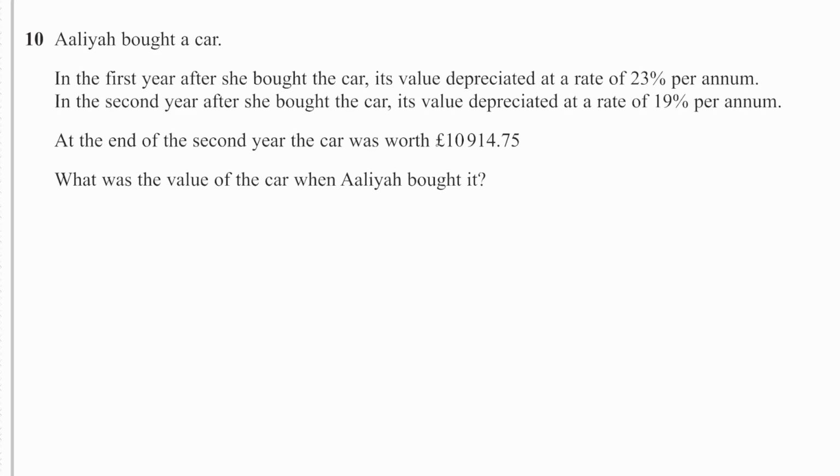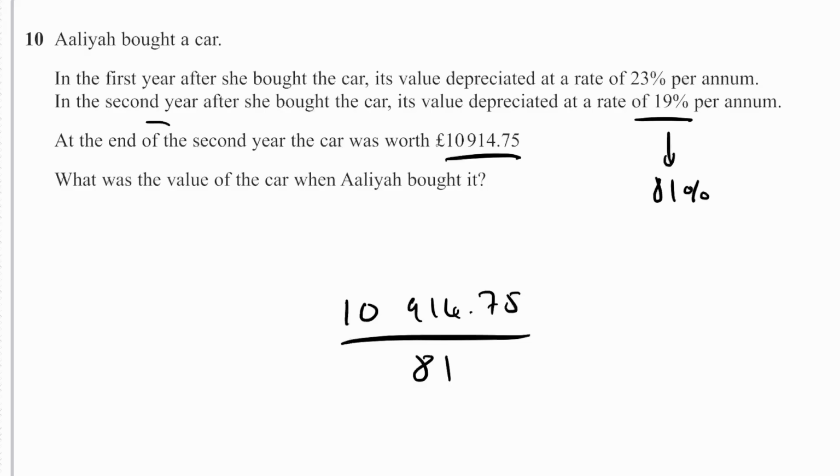So we need to actually work from the second year first. So the second year depreciated at a rate of 19%. So at the end of the second year, it's worth this much. And so basically, this is going to be 81% of the value at the start of the second year, because we lost 19% of value, so we had 81% of the value left. So if you divide this by 81 and times it by 100, then we should get 100% of the value of what it was basically at the beginning of the second year or the end of the first year.